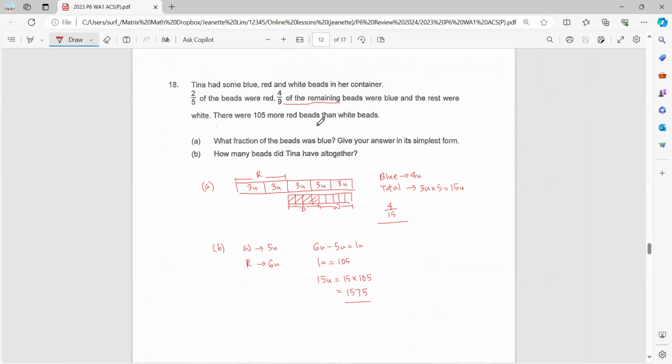Okay, with that, that's all for the ACS primary paper. This is the P6 2023 topical test.